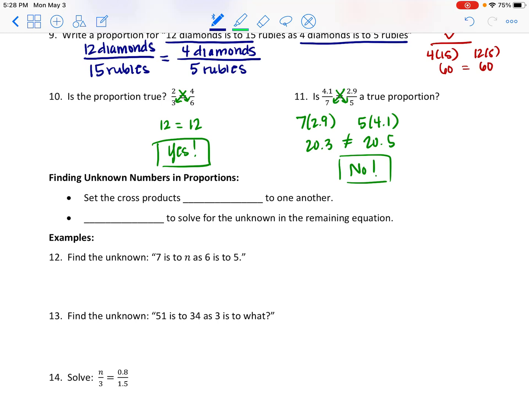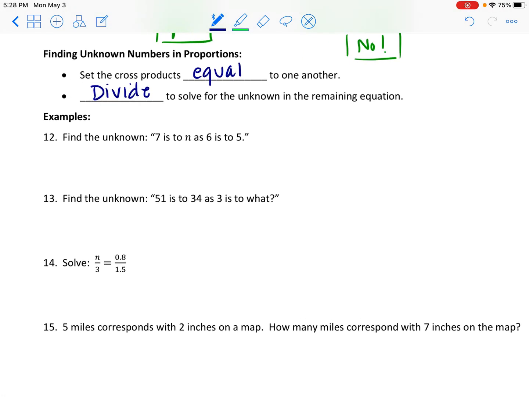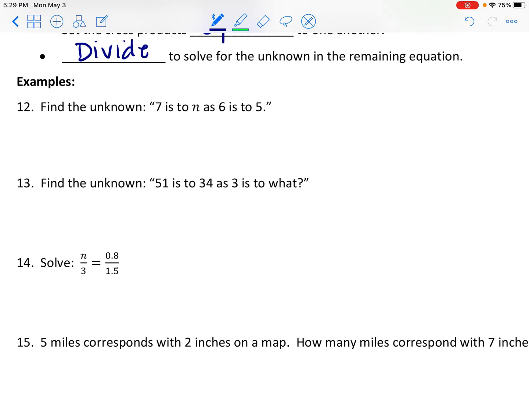So if we have a proportion, we should always be thinking to cross multiply. So if we're going to try to find an unknown, we want to make sure we set the cross products equal to one another. And that's going to create an equation where we will divide to solve for the unknown in that equation. So for instance, it says 7 is to n as 6 is to 5. So 7 is to n is 7 over n. 6 is to 5 is 6 over 5.